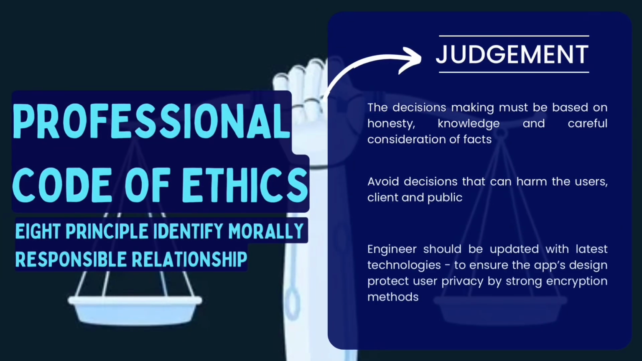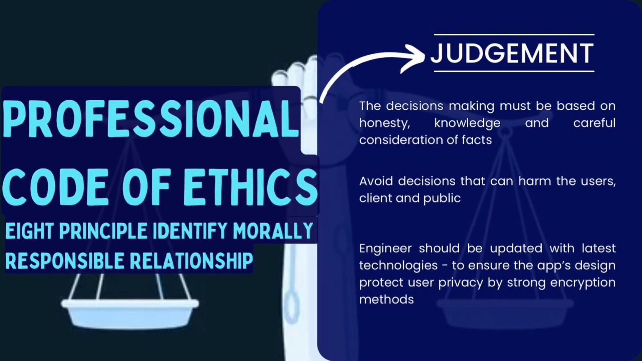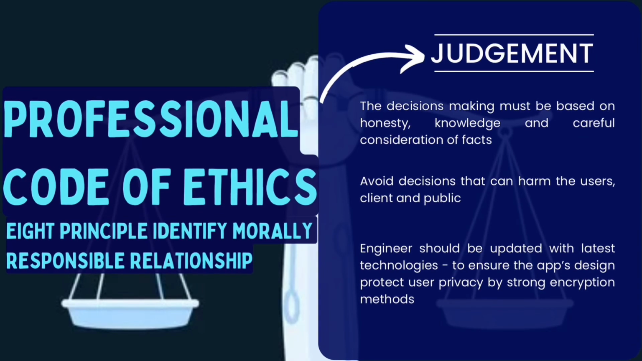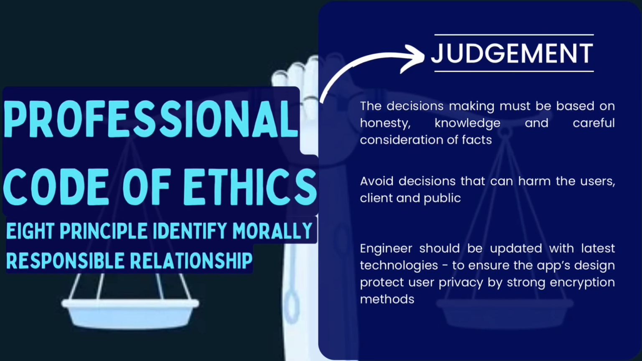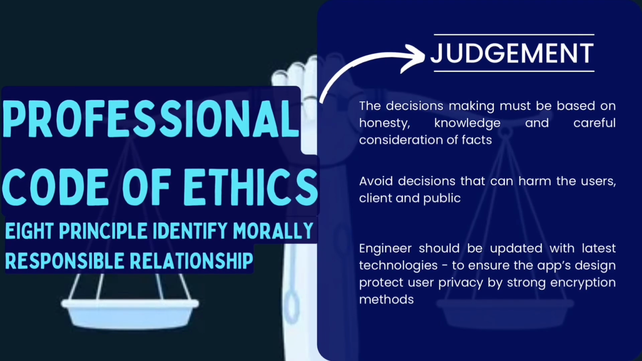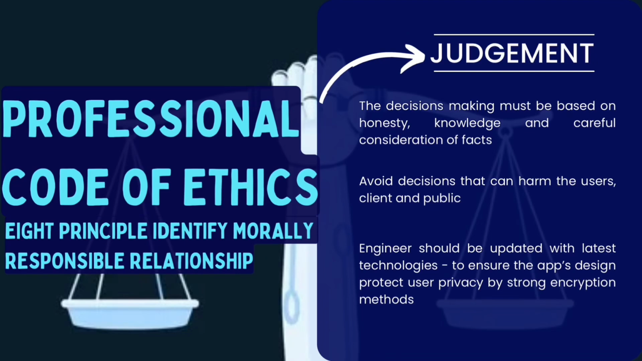Finally, the principle of judgment in a software engineer's professional ethics means that they need to make decisions based on honesty, knowledge, and careful consideration of the facts. These include avoiding decisions that can harm the user, client, and public. For example, if engineers working on the MySejahtera app find that rushing to release the app could lead to security vulnerabilities, they must speak up and advocate for delaying the launch to address the issue.